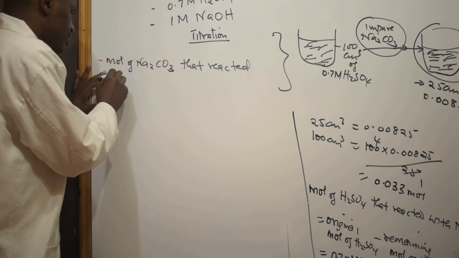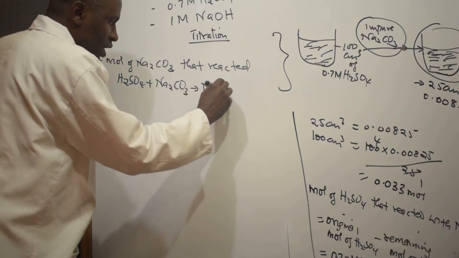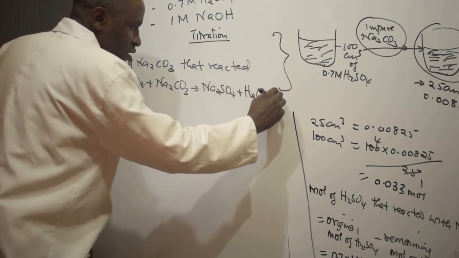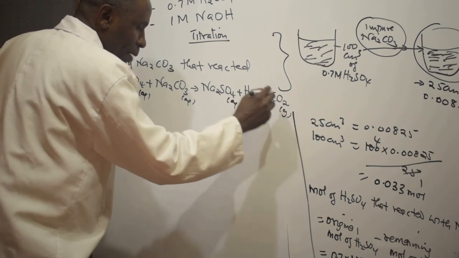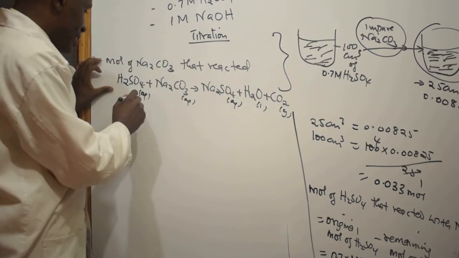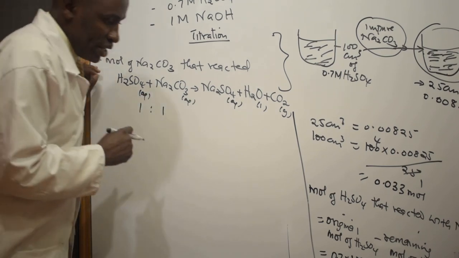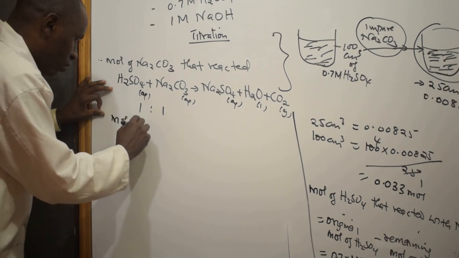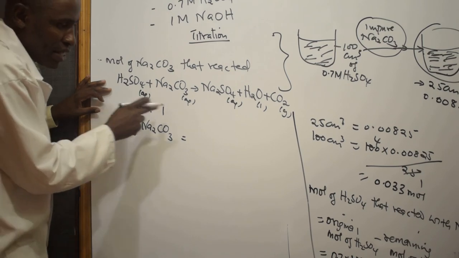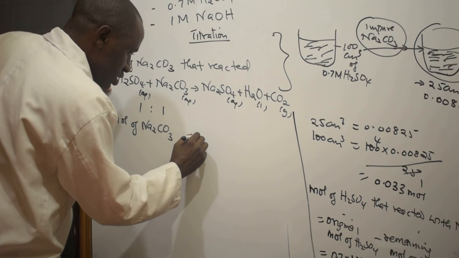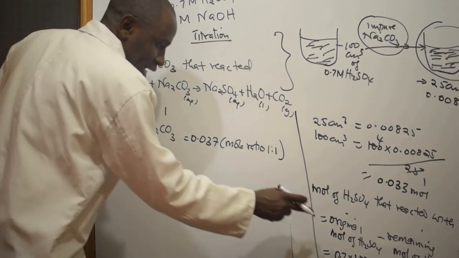How do I work it out? Now, I know from this equation that sulfuric acid reacts with my sodium carbonate to give me sodium sulfate plus water plus CO2. Now, that equation, as you can see, is balanced. This means that the reacting mole ratio of sulfuric acid to sodium carbonate is 1:1. What does this mean? This means that the moles of sodium carbonate is equal to the moles of sulfuric acid that reacted, which is 0.037. The mole ratio is 1:1, and that's the reason why.